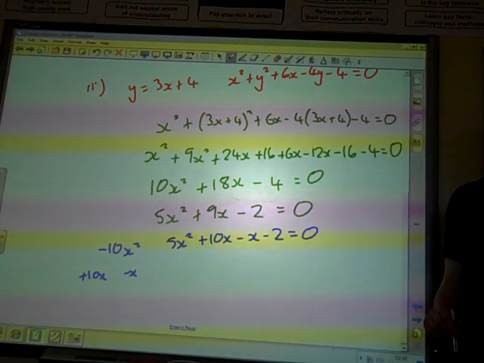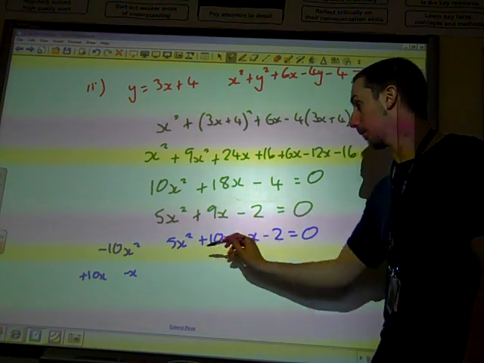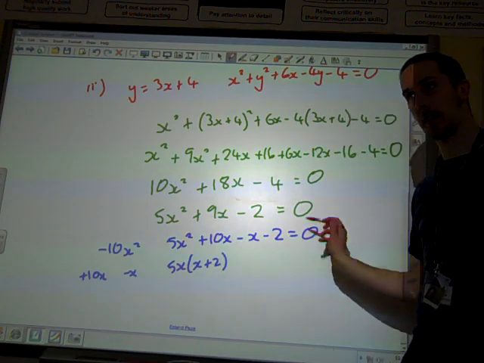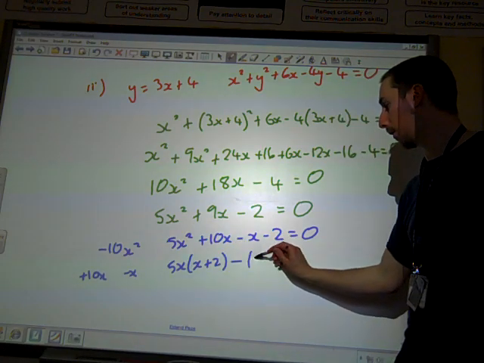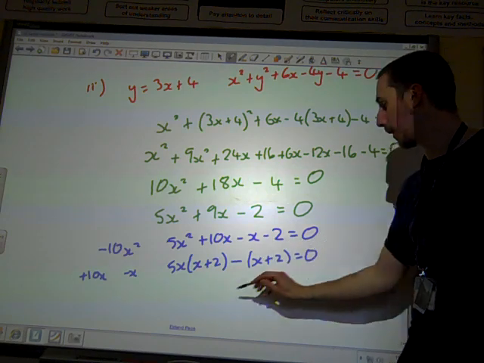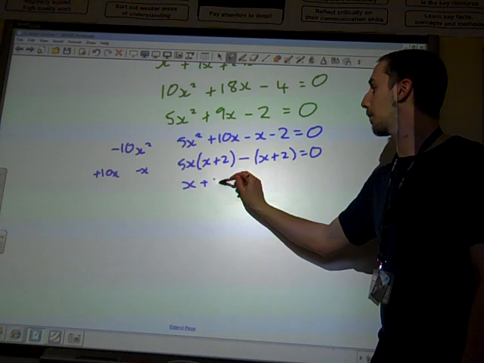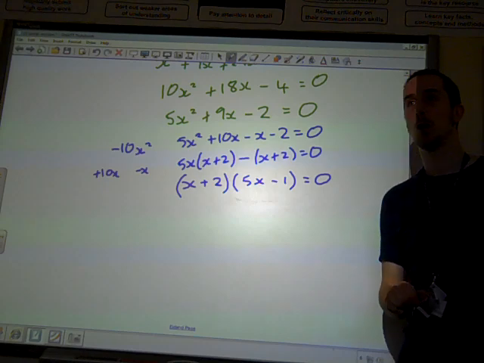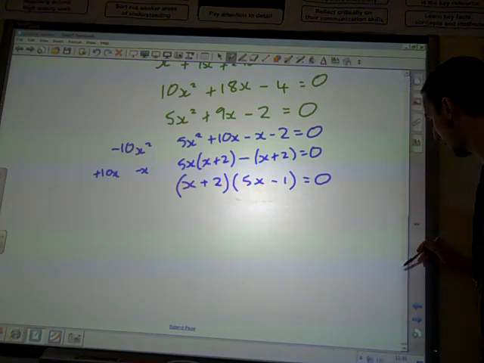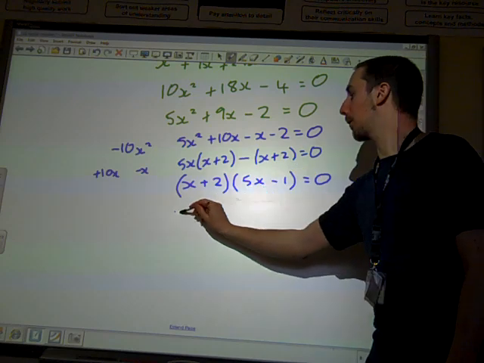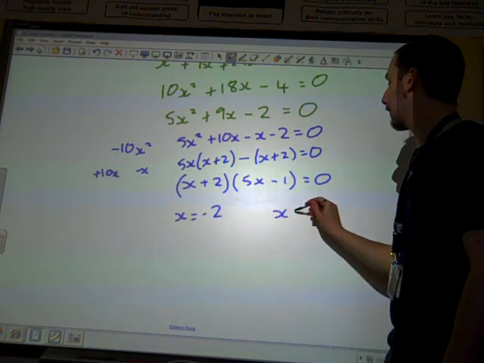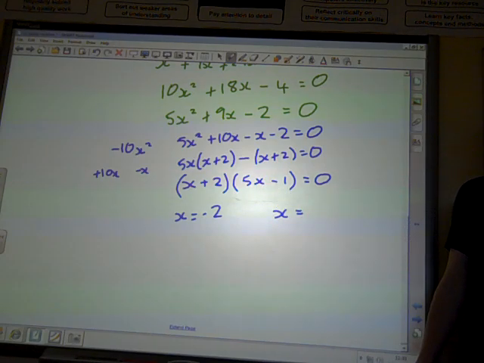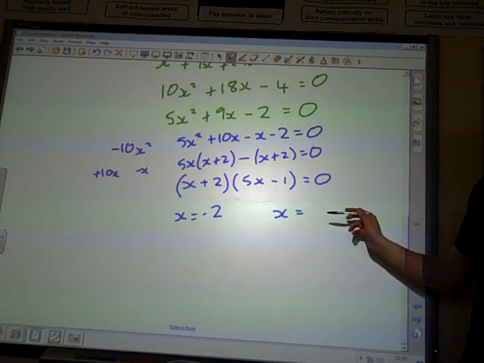And we're going to factorise the first 2 terms: 5x times x plus 2. Factorise the second 2 terms: minus 1 times x plus 2. Giving us x plus 2 times 5x minus 1, equals 0. We're earning the, was it 7 marks for doing this? We've got x equals minus 2. We've got x equals, what does that give us, that bracket? 5x equals 1, so x equals 1 over 5.